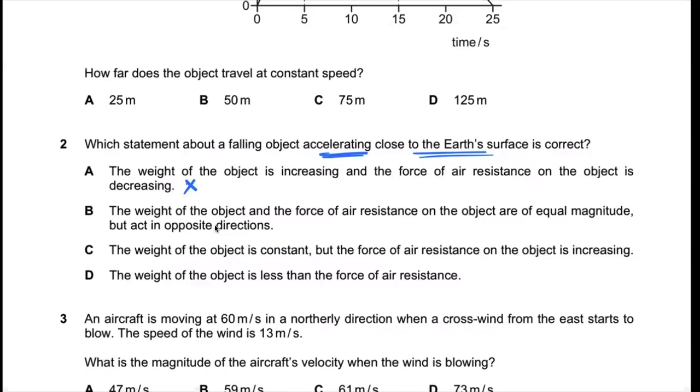Because it's accelerating, so forces cannot be balanced. So this is wrong. So it really has to be a case where the object has weight, it also has air resistance, but at the time that it's accelerating, the weight has to be more than the air resistance. So the weight of the object is constant, force of air resistance is increasing. This does seem correct. The weight of the object is less than air resistance. This can never happen, so it is this.